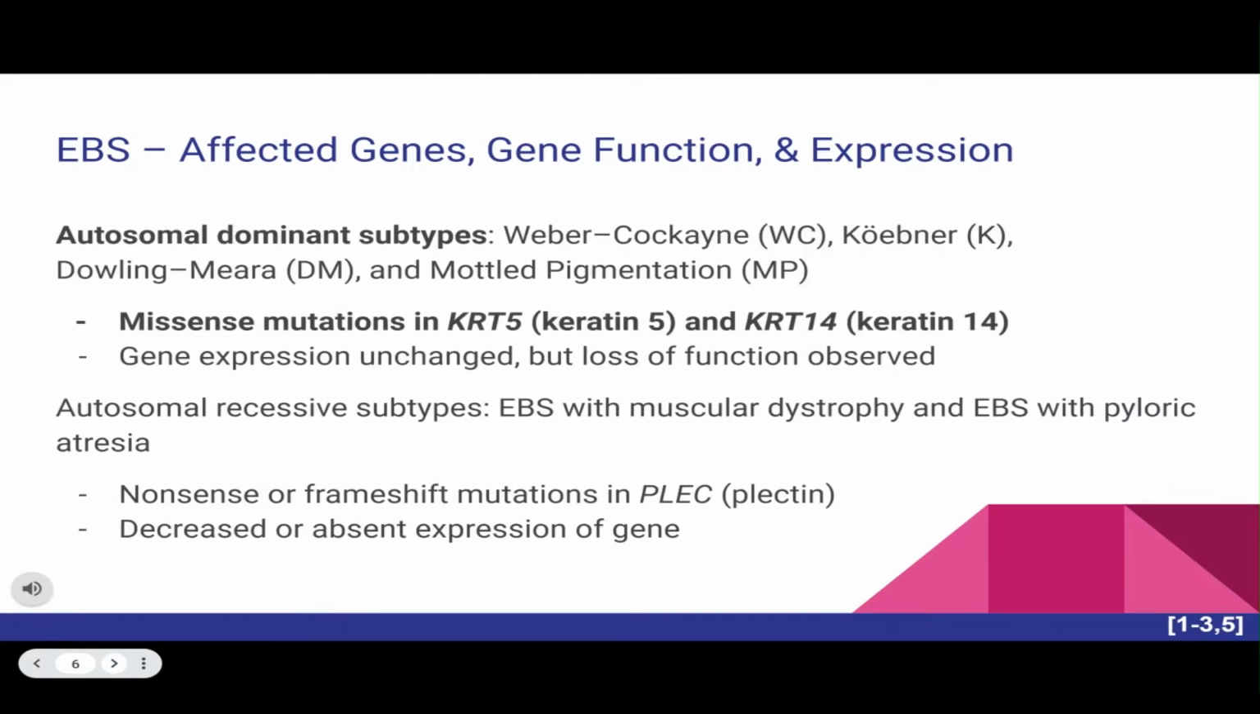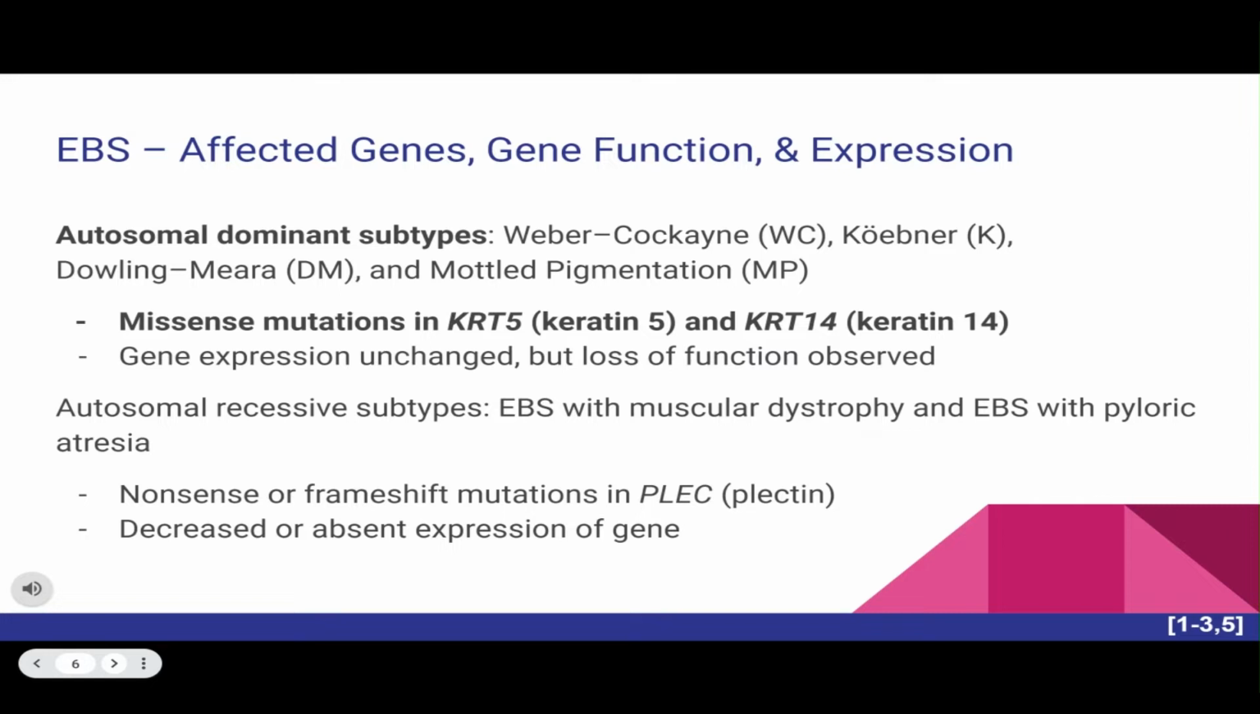Autosomal dominant subtypes of EBS include Weber-Cockayne, Koebner, Dowling-Meara, and mottled pigmentation. These are most often caused by missense mutations in KRT5 and KRT14, which cause an amino acid substitution. Gene expression of KRT5 and KRT14 does not change, but there's a loss of function. Basal keratinocytes become fragile and prone to rupture and cytolysis, which causes skin lesions and blistering.